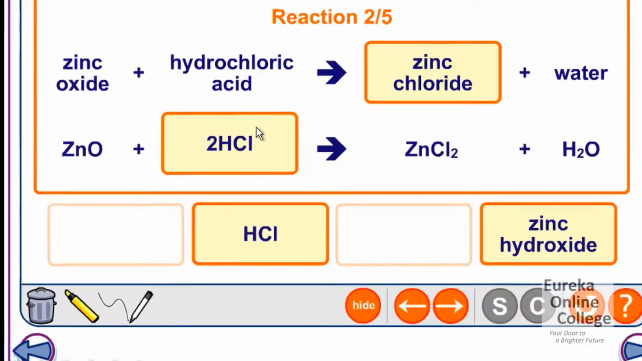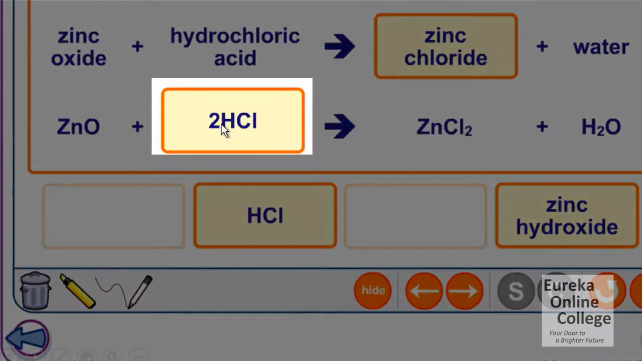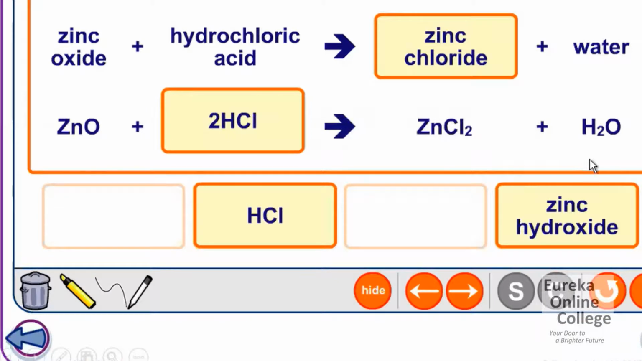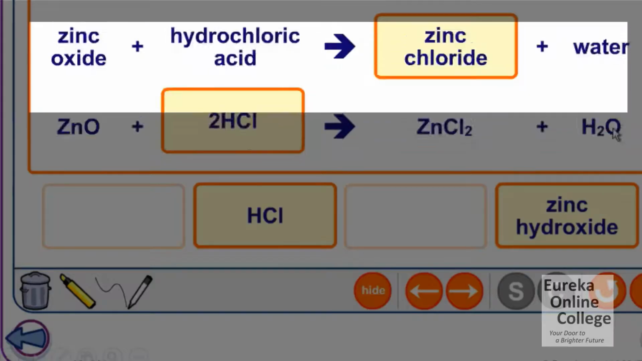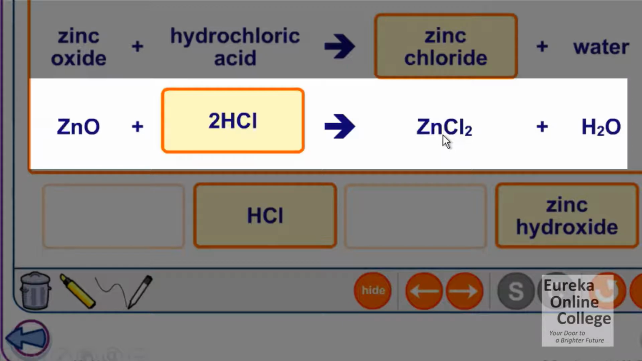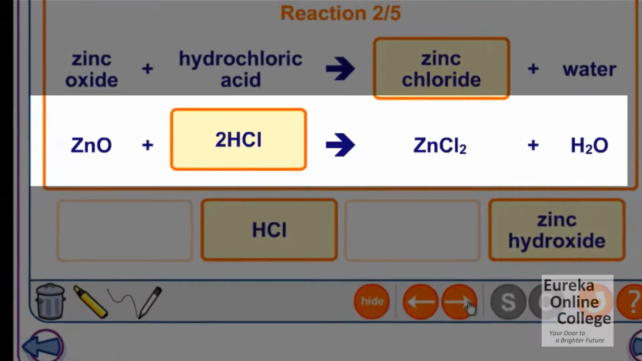Now, the reason why this one is a 2 is because we're looking at the balanced symbol equation. We can have a little look at balancing equations in some other PowerPoint presentations, but for now, just realise that there are 2 hydrogens on this side to balance the 2 hydrogens on this side and the 2 chlorines on this side.